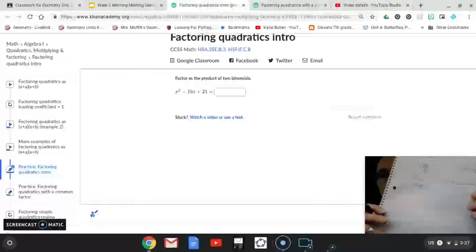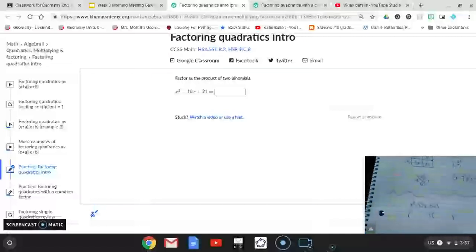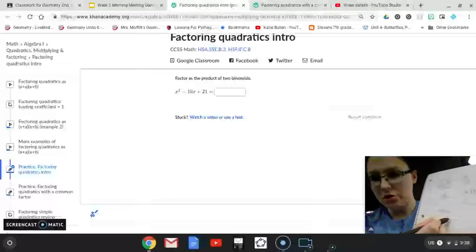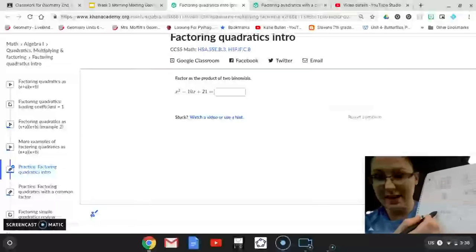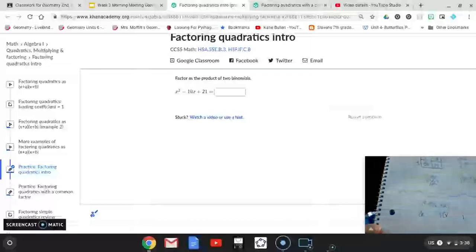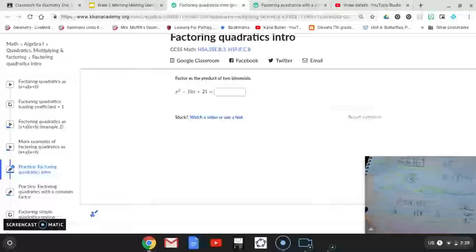So since I know that I'm going to break this down into a pair of binomials, I'm just going to go ahead and set up my parentheses underneath it. And we're going to do reverse FOIL for this one. So I know that the first thing times the first thing has to multiply to give me x squared. Well, the only way I can multiply two things and get x squared is if I had x times x, right? Then again, I'm going to look at 21 and my factors of 21: 1 and 21, 3 and 7.